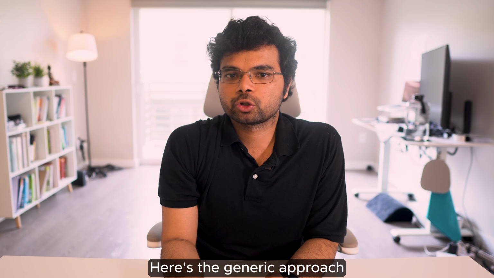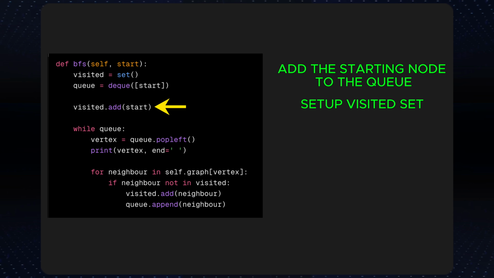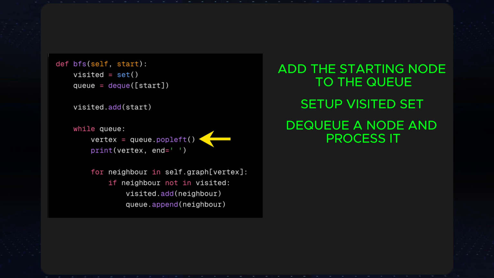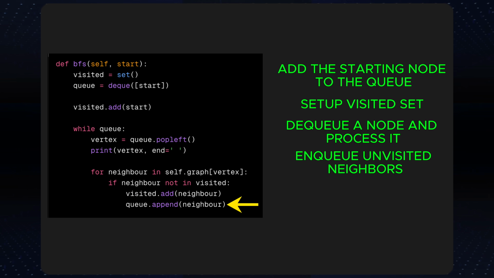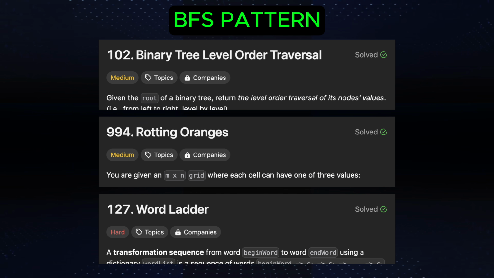Here is a generic approach to solve BFS problems. Add the starting node to the queue. Set up a visited set or array to track processed nodes. Continue while the queue is not empty. Dequeue a node and process it. Enqueue unvisited neighbors. Add processed nodes to the visited set. Continue until the queue is empty. Here are some LeetCode problems you can practice using this approach.